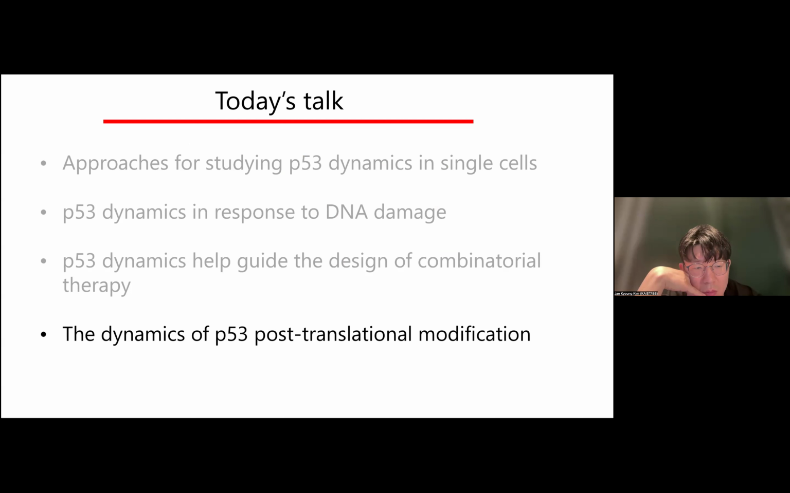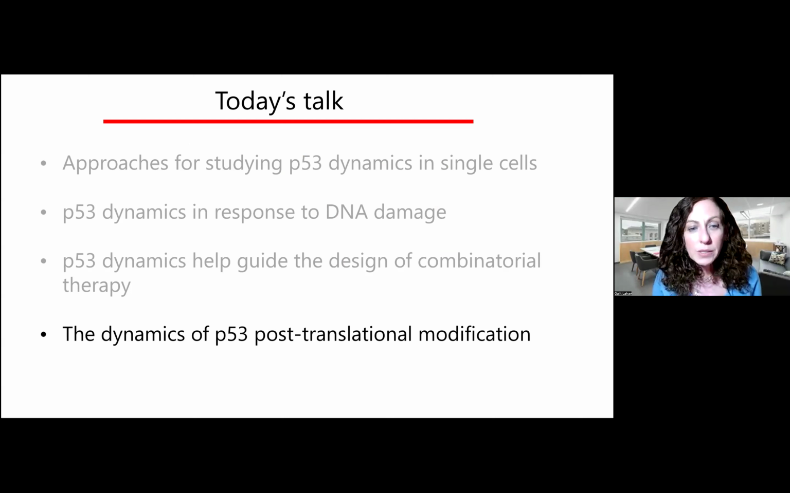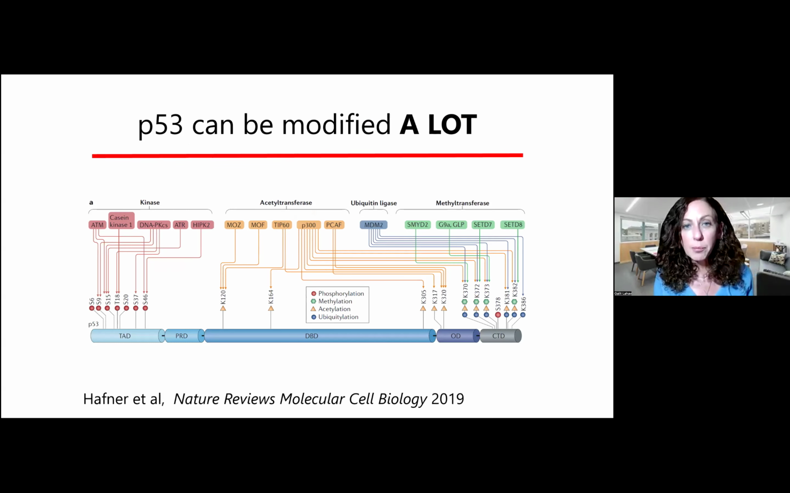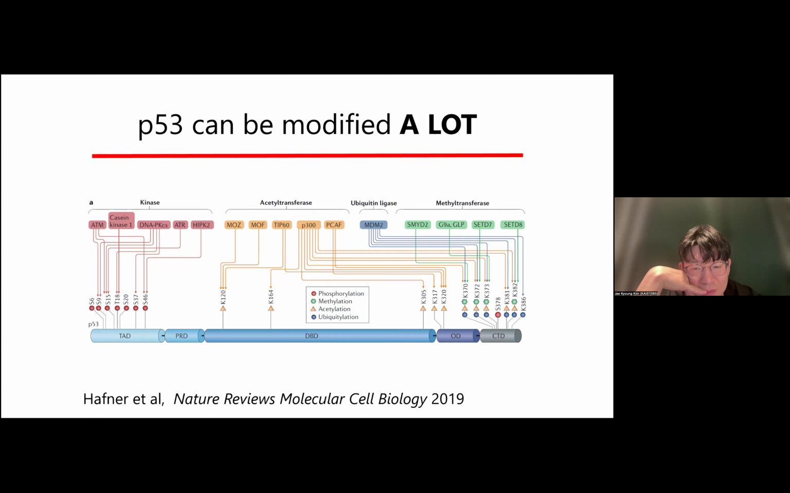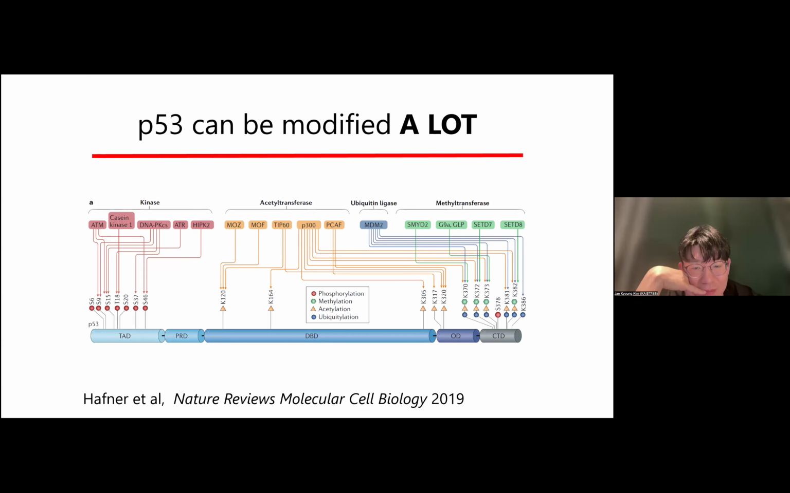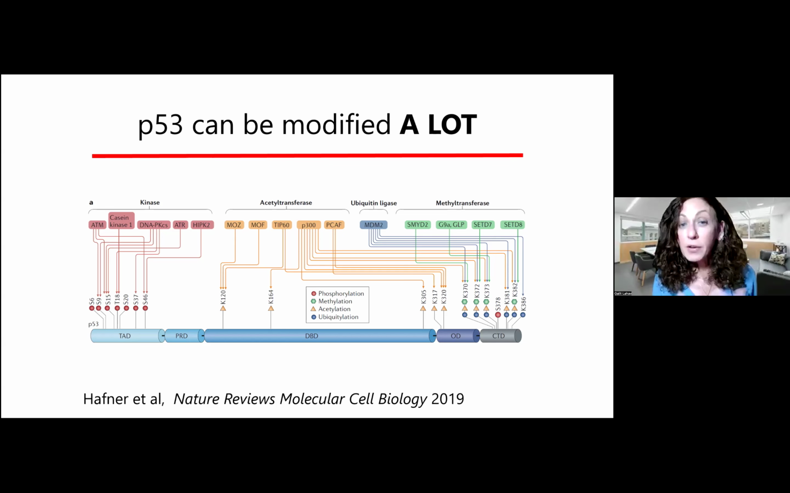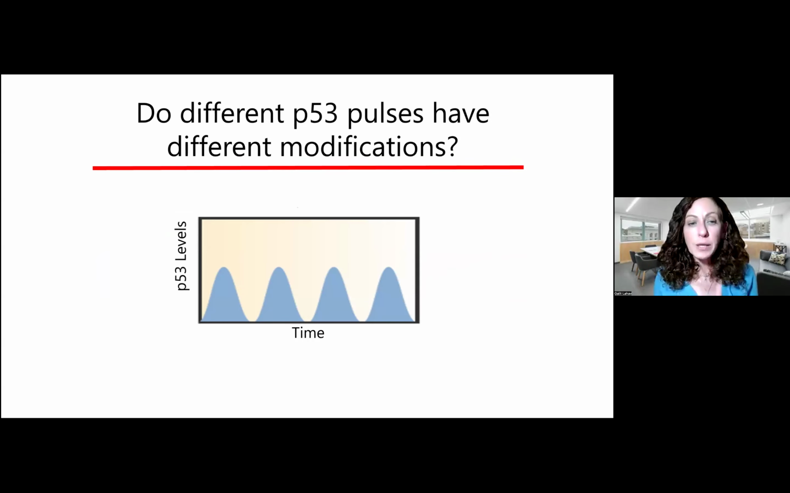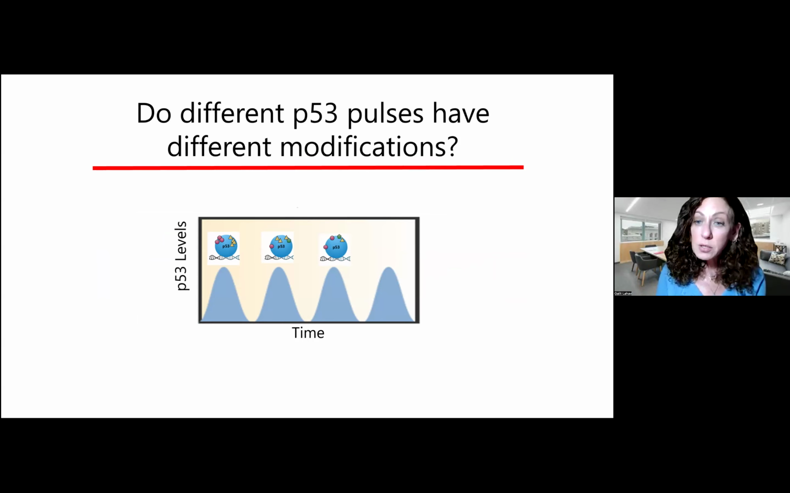Okay, so we talked about these three things, and lastly, I want to share with you a new study about studying the dynamics of post-translational modifications. First of all, the p53 protein can be modified a lot. There are a lot of enzymes that can put all kinds of modifications that you can think of: phosphorylation, acetylation, methylation, everything. And we have been very interested in understanding how the modifications and the dynamics of p53 work together to ensure a functional p53. The question that we had is very simple: if we take p53 oscillations after radiation, as I showed you, and we look at the first pulse, the second pulse, and so on, are we going to find p53 with the same modifications or different modifications?